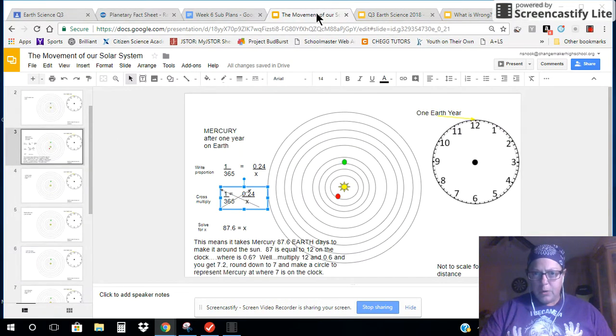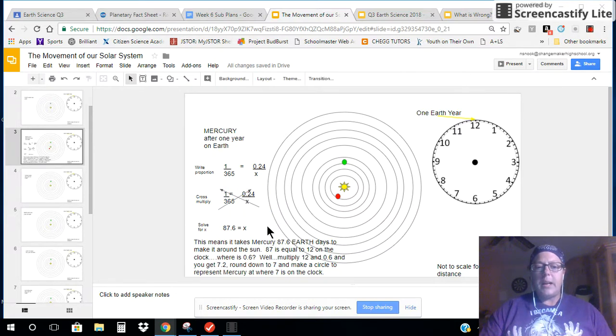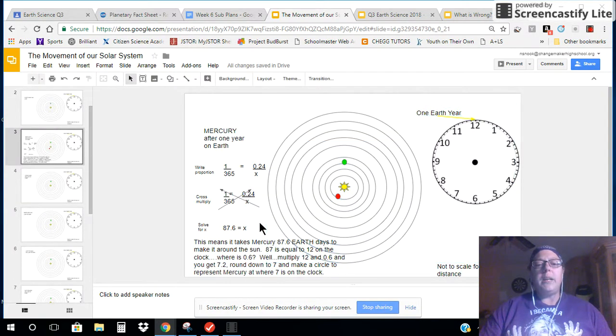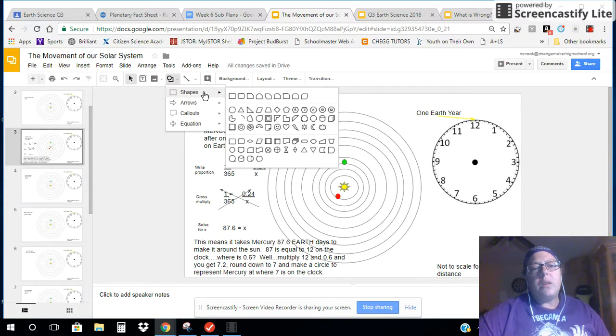I would like to go into the movement of our solar system so that you have an idea of what the math looks like. You are comparing the other planets' movements to the Earth and to a clock, a 12-hour clock. And the way that I have these proportions written up here, you're going to just repeat these proportions with the data for each planet. And then you're going to draw a circle using the drawing tool that is up here, and a circle for wherever your planet lands.